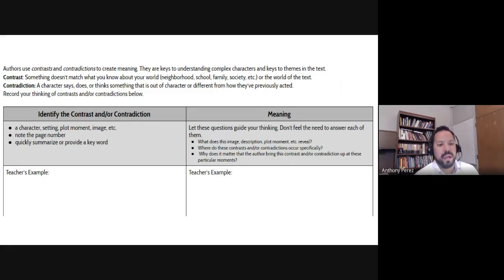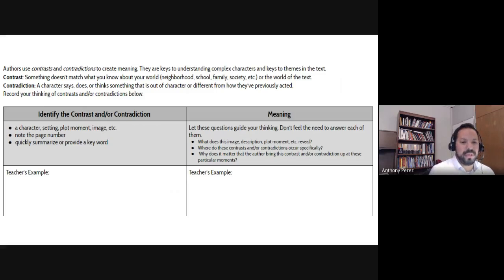Okay. And a contradiction is when a character says, does, or thinks something opposite from what they have previously done or with a certain group of people, right? So maybe every day I'm a really lively person, really excited to talk to everyone, life of the party. The next day I've got my hoodie up and my head's down. That would be a contradiction, right? Or I'm really lively with this group of people, and then my boss comes and I'm very different, right? That would be another contradiction.